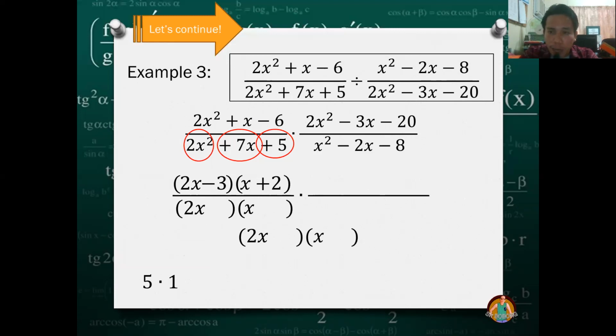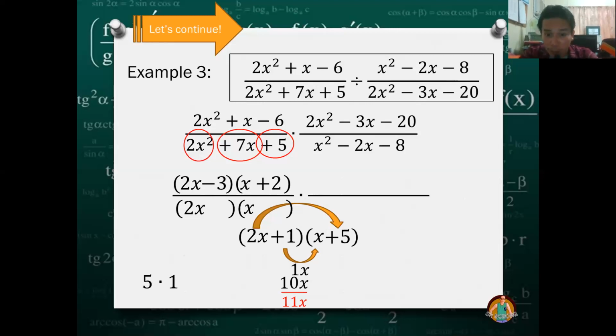Saan mo ilalagay si 5, saan mo ilalagay si 1. Okay, so try natin na si 1 napunta sa 2 at si 5 napunta sa x. Check natin. So 1 times x is 1x. 2x times 5 will give us 10x. So when we combine, 11x. So yung 11x, yung middle term natin is 7x.